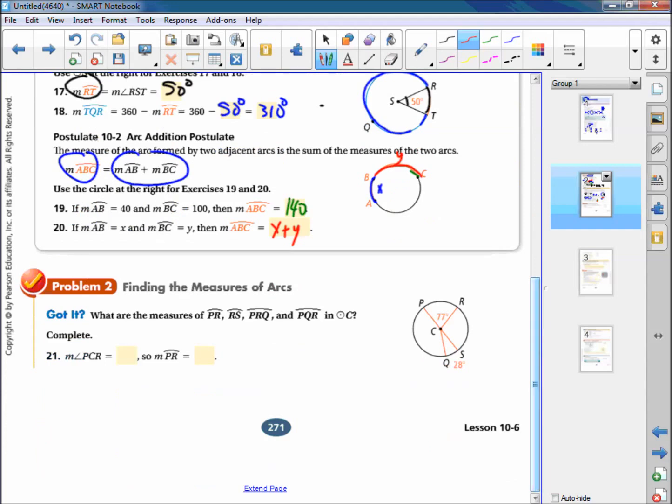What are the measures of arc PR, RS, PRQ, and PQR in circle C? So we have two minor arcs and two major arcs. All right, so the measure of the central angle PCR is 77 degrees. So the measure of arc PR would also be 77.